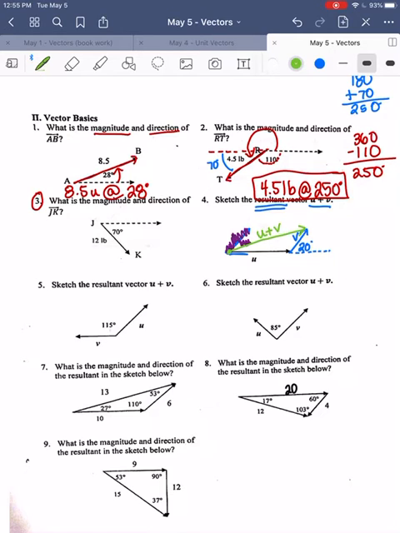All right, let's look at number 5. So it says, sketch the resultant vector of u plus v. Well, first of all, we need to ask ourselves, in order to get the resultant, they have to be tip to tail. So are they tip to tail? And the answer is no, they're tip to tip here because the beginning of them are touching. So we need to slide one of them. So we could slide v this way, or we could slide u that way. Both, actually, there's more than that as well.